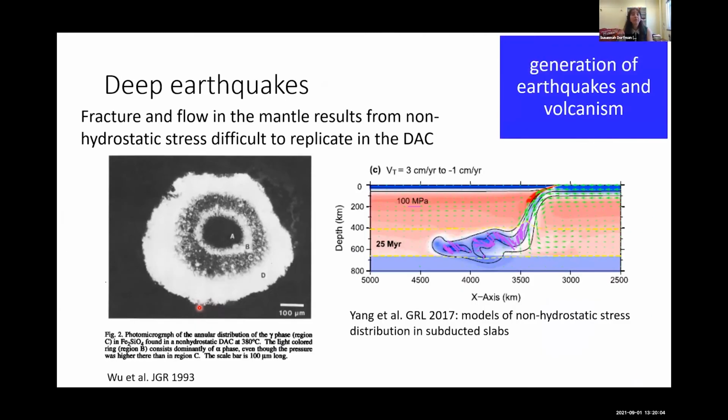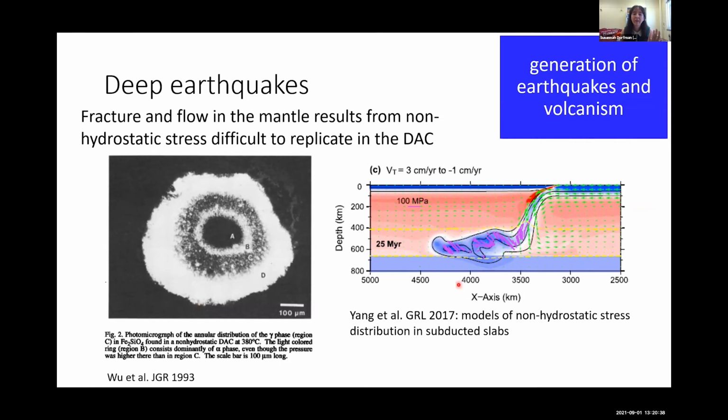And finally, a couple of notes on generation of earthquakes and volcanism. This is something, again, that's really hard for us to do with the diamond anvil cell. We have a very difficult time controlling stress in a systematic way. We can squeeze our diamond cell using a quasi-hydrostatic pressure medium, or we can squeeze it without a pressure medium to try to maximize a uniaxial non-hydrostatic stress. And the latter is what we've typically done when we're trying to get at shear properties and deformation.